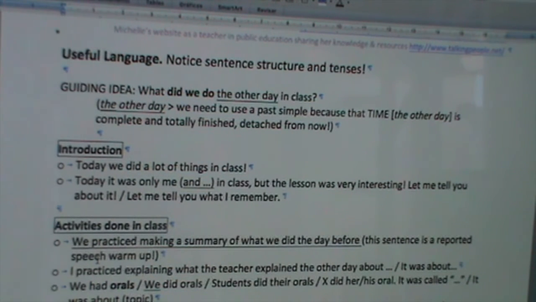Or for example, today it was only me in class. Or today it was only me and Julia in class. But the lesson was very interesting. Let me tell you about it. Or let me tell you what I remember. Or let me tell you a bit about it. Okay, a bit about it.